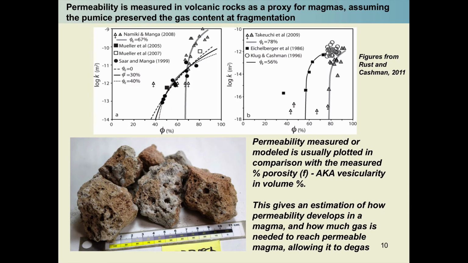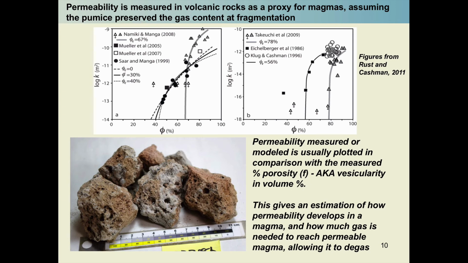So you can measure permeability and porosity in volcanic rocks and use this as a proxy for what the magmas were doing in terms of their gas content and degassing, assuming the pumice preserve the gas content at fragmentation. So essentially you're assuming that these pumice chunks shown in this photo down here basically represent how much gas the magma had in it when it fragmented and erupted those pumices, and then they cooled and they preserved that record of what the magma gas content was at fragmentation.